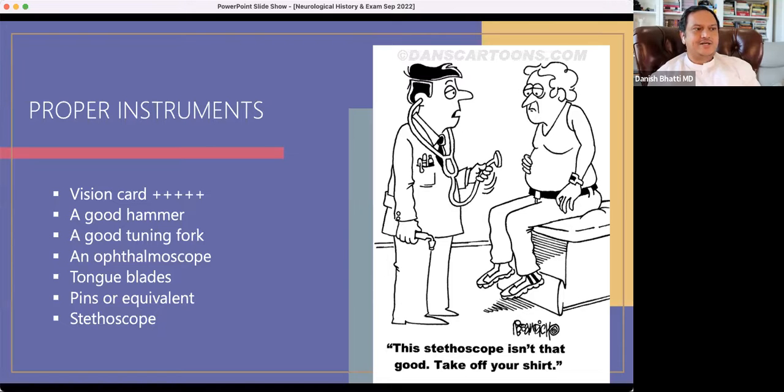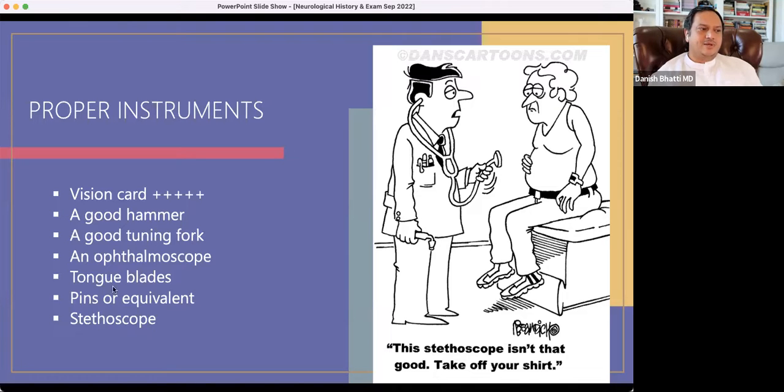Let's switch quickly to the examination, and I will start with my mentor, Dr. Zabad, who always started with, which is proper instrument. It is important to have proper instrument, no matter what setting you're in, if you are going to see patients who have neurological complaint. You cannot say, because I'm not a neurologist, I don't need to have a good hammer or a good tuning fork.